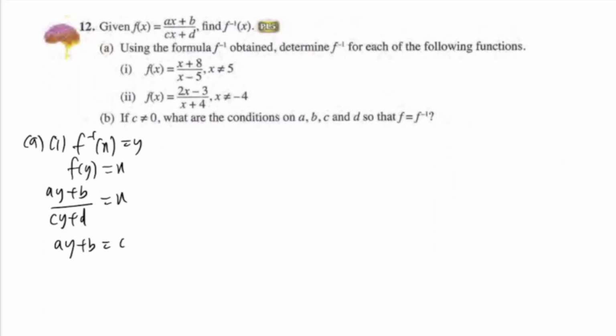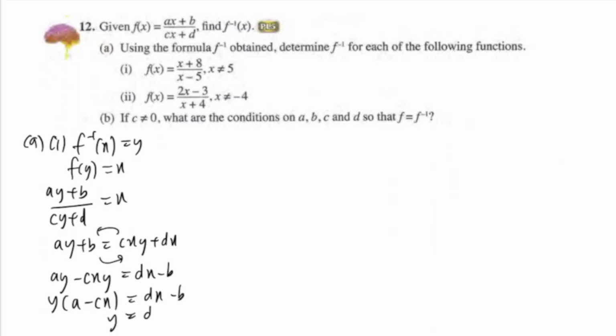So number one, we know that to inverse this function, I'm going to write f inverse x equals y, f of y is now x, (ay plus b) over (cy plus d) is now x, ay plus b is cxy plus dx. So bring all the y on the same side. I'll bring this over, bring this over. So ay minus cxy is now dx minus b. Factorize your y, y times (a minus cx) equals dx minus b. So my y is (dx minus b) over (a minus cx).